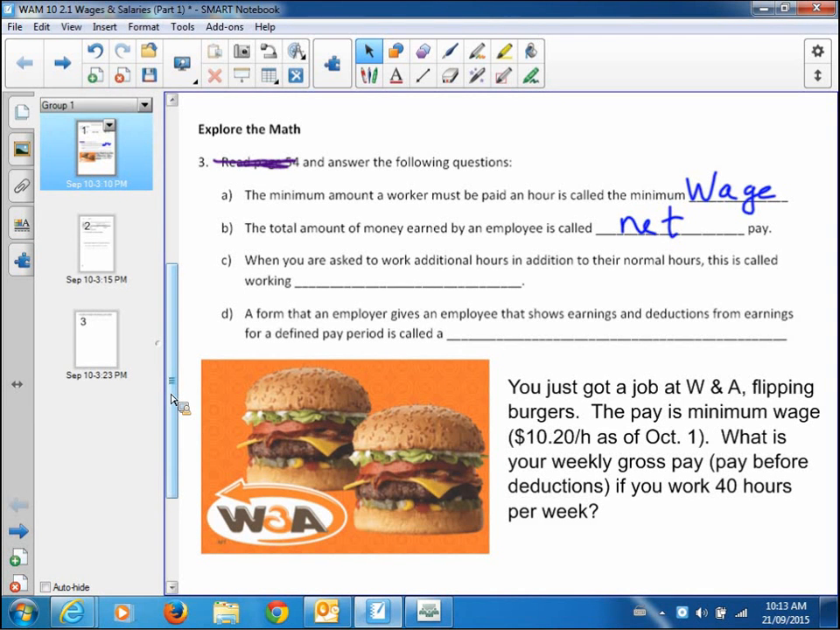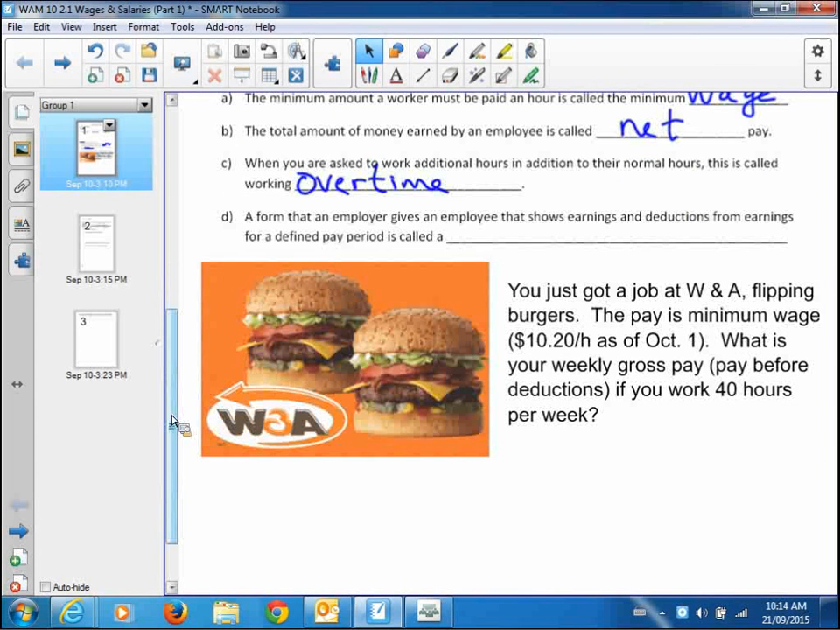Anyways, when you're asked to work additional hours, it's called working overtime. So Keenan, you know about working overtime? Yeah. Then, a form that an employer gives an employee that shows your earnings and deductions from earnings for defined pay periods is called a, you know what that's called? That's your pay stub. Okay.